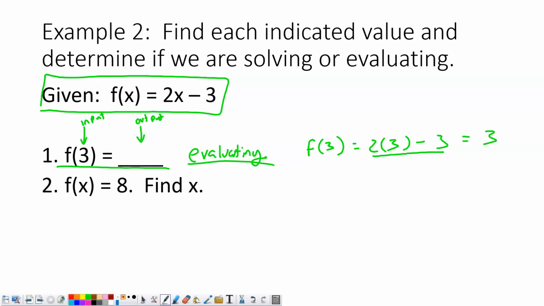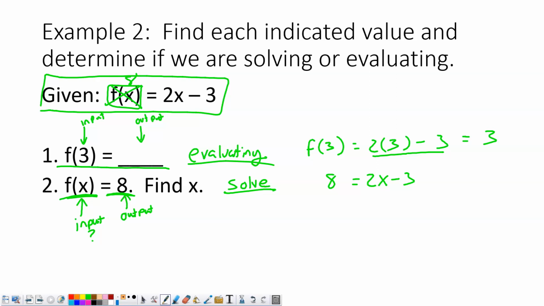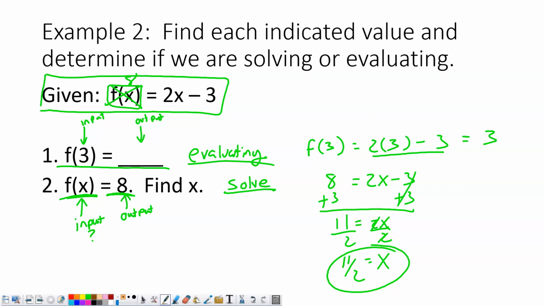Now the next one here, f of x equals 8. In this case, I don't know what the input is, but I do know what the output is. So for this problem, I'm giving you the output, but asking for the input, and that is whenever we are trying to solve. Okay? So how do we do that? Well, in this case, we take our function 2x minus 3, and we put 8 where the output would be. So, here's another way you can think about it. Since f of x equals 8, I can replace f of x with 8. Okay? From here, we're going to solve for x using old school algebra.